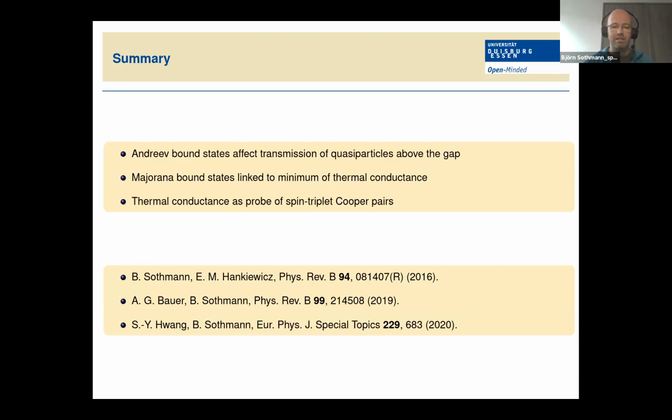And in this last example, I've discussed with you how you can actually use the thermal conductance as a probe of these different types of spin triplet Cooper pairs that can exist.